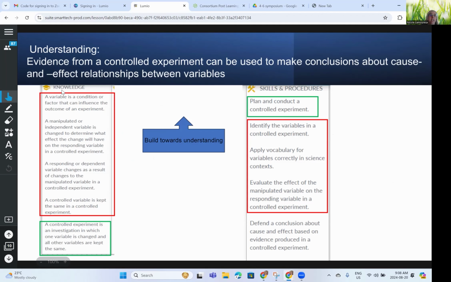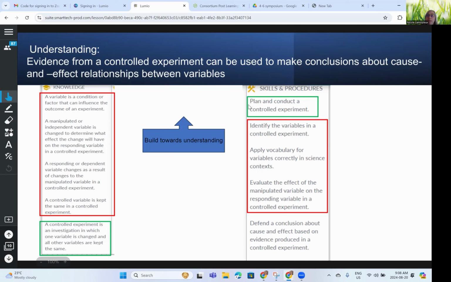So in this particular CUs, we want students to understand that evidence from a controlled experiment. So now we're zeroing in, in grade 5, on what a controlled experiment is. They don't need to know that prior, from grades 1 to 4, but in grade 5, now they're learning that a controlled experiment can be used to make conclusions about cause and effect relationships between variables. We will get into that when we look at classroom examples, because it's a bit of a mouthful.